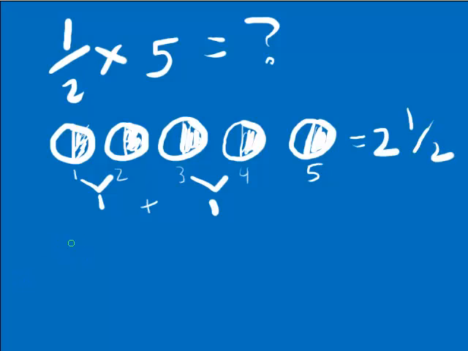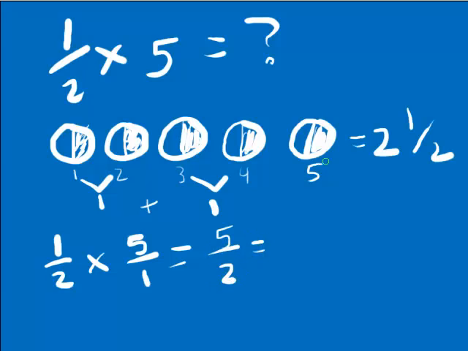Or we can do it mathematically or sequentially like this. We can go 1/2 times 5 over 1 equals 5 times 1 is 5. 2 times 1 is 2. Now we know 2 goes into 5 2 times. And then how many are left over? If 2 times 2 is 4, I've got 1 left. So I got 1 left out of the 2. So 2 1/2.